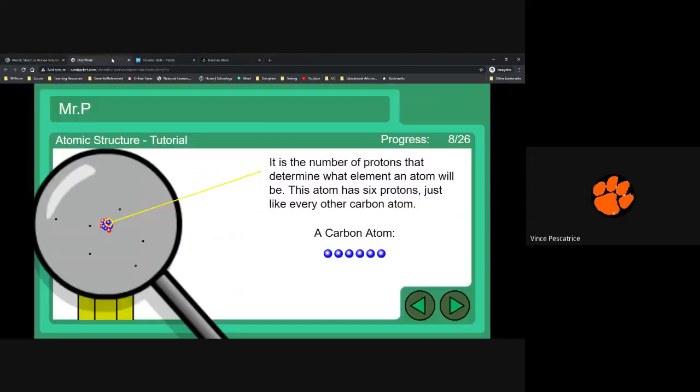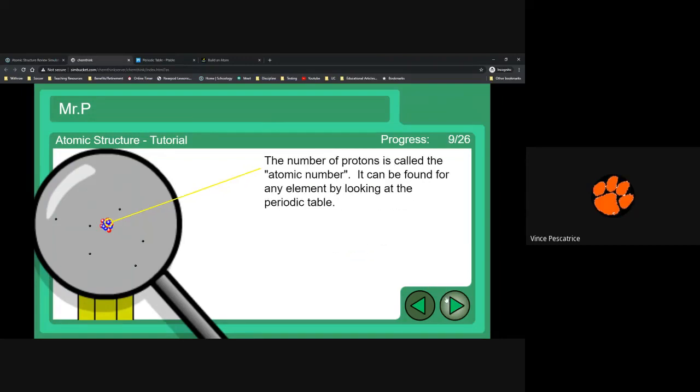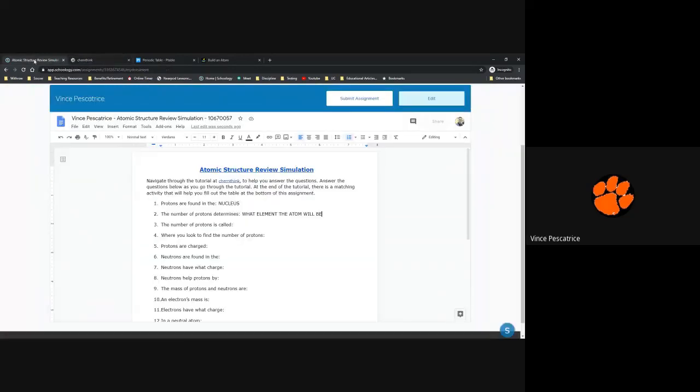So that's the most important part that the protons play: they determine what the atom will be. In a carbon atom, there are 6 protons. We also call the number of protons the atomic number. We organize these atoms and elements by their atomic number on the periodic table, which we're going to get to later this week.